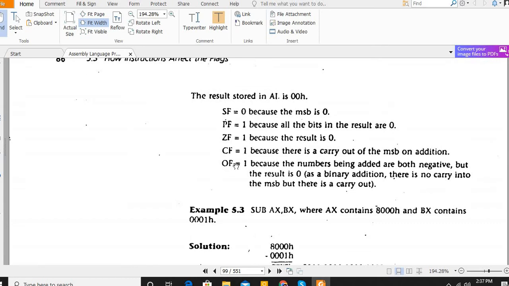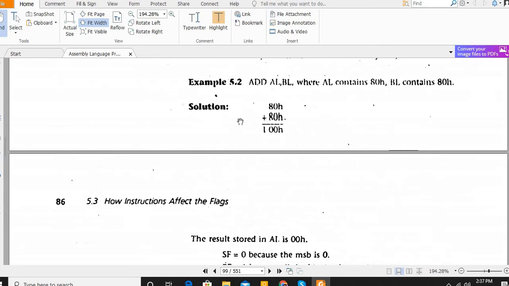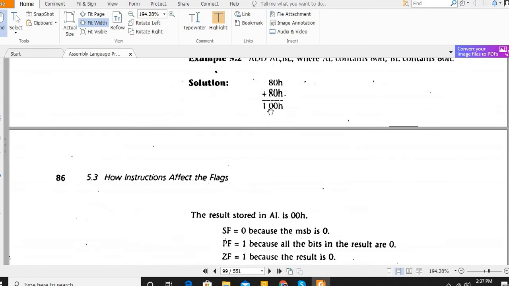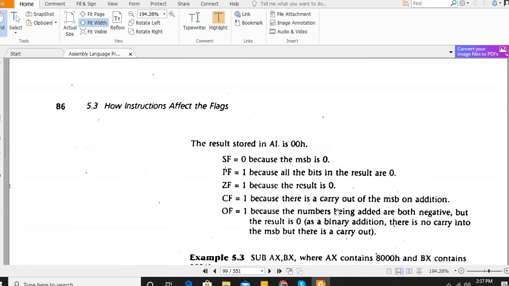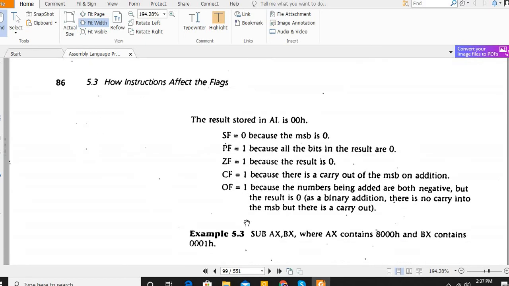Why is OF now 1? Because the numbers being added are both negative. You see 80H and 80H are both negative numbers, but your result is 0. That means the sign changed, right? For that reason OF will be 1. When your sign changes, then of course the overflow flag will be 1.